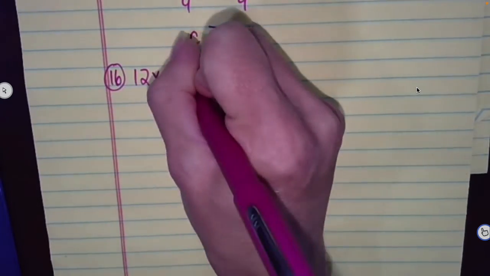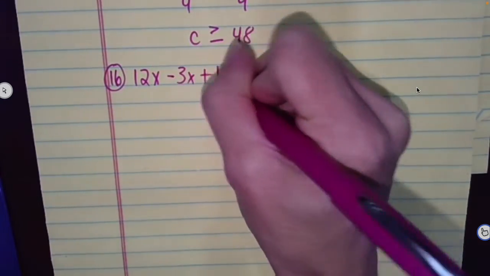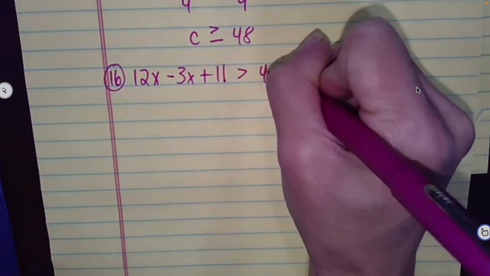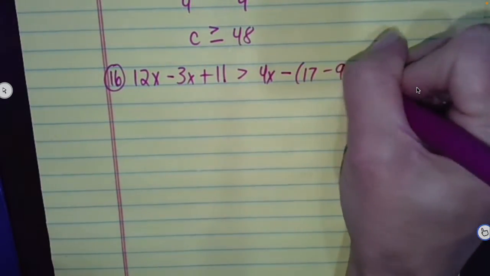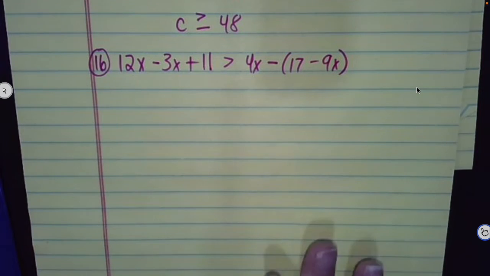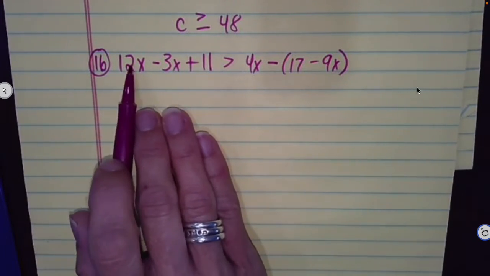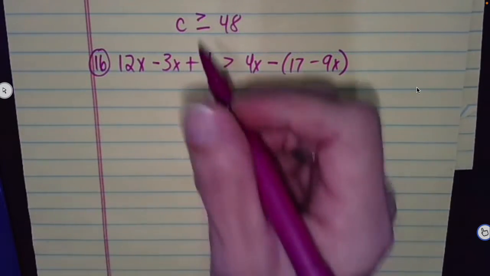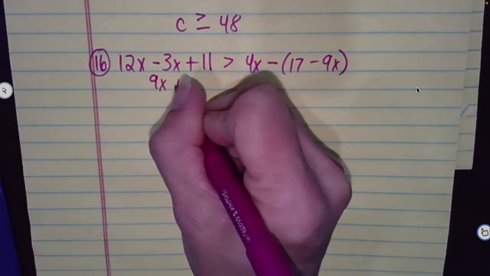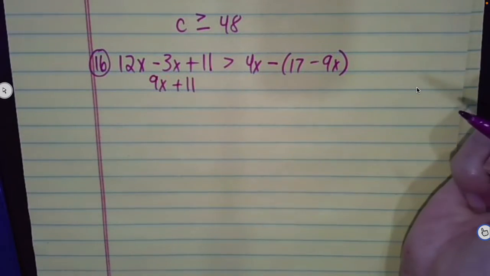12x minus 3x plus 11 greater than 4x minus 17 minus 9x. Now, a few things I want you to notice. If there's something on the outside of the parentheses, you distribute it. If you have like terms together, combine them. We'll do that in a second. On this side, what's 12x minus 3x? 9x. So I could go ahead and say that's just the same thing as 9x plus 11. Is everybody good with that?